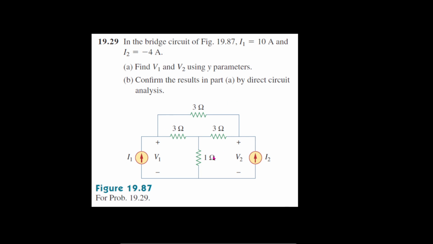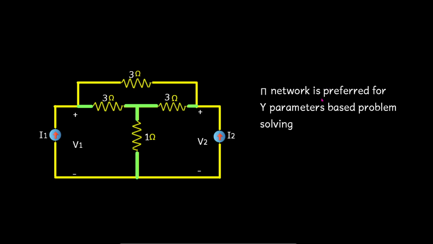Okay, and we have a bridge network. Since we are asked to solve this problem using Y parameters, we prefer only the pi network. This is a T network, which is shown here with the help of this green color. The 3 ohm, 3 ohm and 3 ohm resistors form the pi network or the delta network. The other name for delta network is pi network, and the other name for this T network is star.